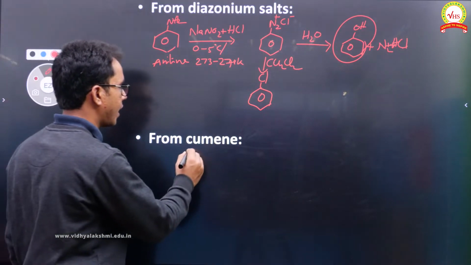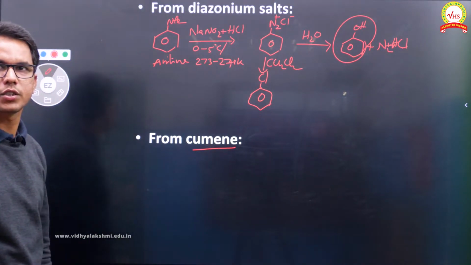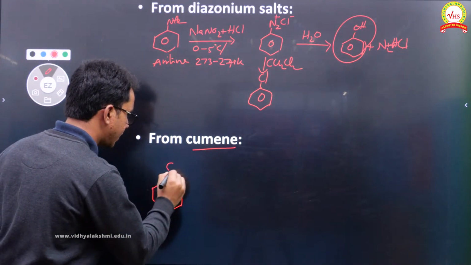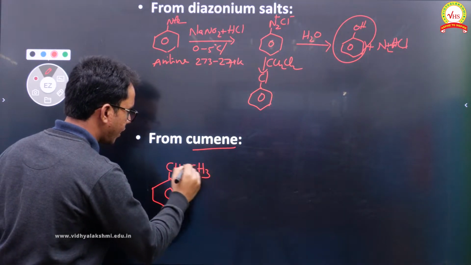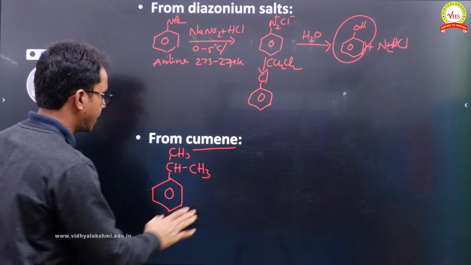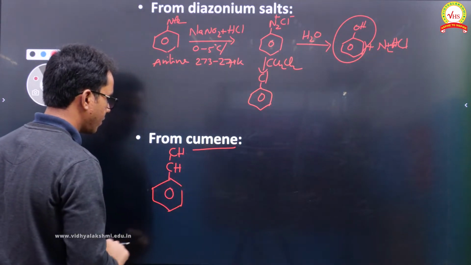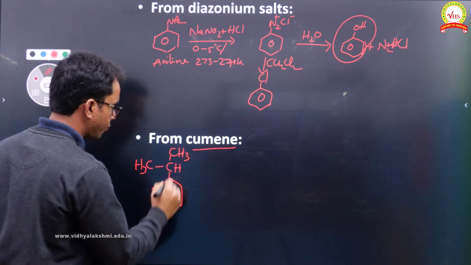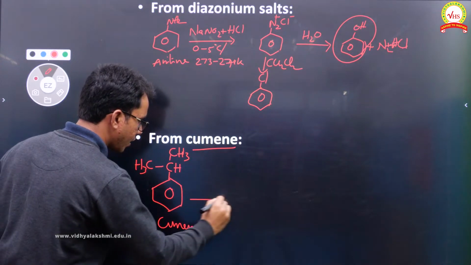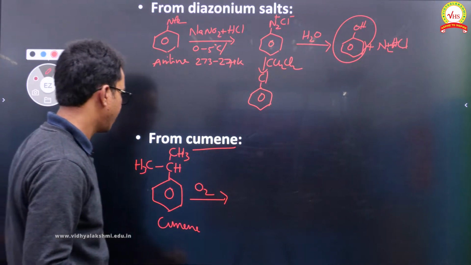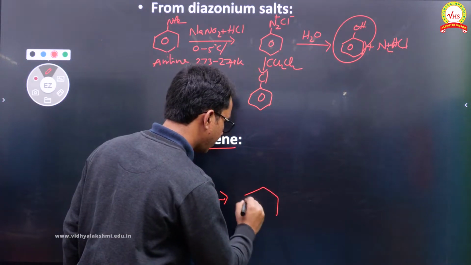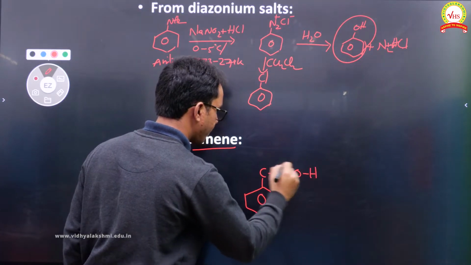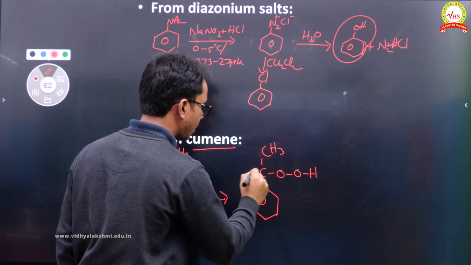Let us take phenol from cumene also. Isopropyl benzene is generally known as cumene. Let us take cumene first, that is the benzene ring with CH3 and CH3. This is cumene. This cumene on reaction with O2 gives cumene hydroperoxide. What do we have? OOH and CH3 and CH3.